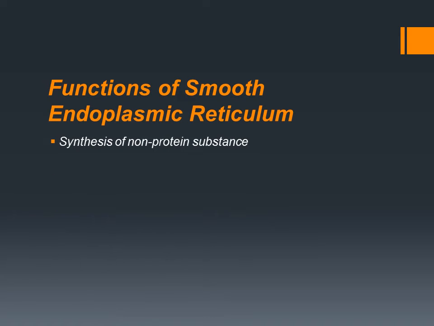The first function of smooth endoplasmic reticulum is synthesis of non-protein substances. Smooth endoplasmic reticulum is responsible for synthesis of non-protein substances such as cholesterol and steroids. This type of endoplasmic reticulum is abundant in cells that are involved in the synthesis of lipids, phospholipids, lipoprotein substances, steroid hormones, and sebum. In most of the other cells, smooth endoplasmic reticulum is less extensive than the rough endoplasmic reticulum. The second function of smooth endoplasmic reticulum is role in the cellular metabolism.